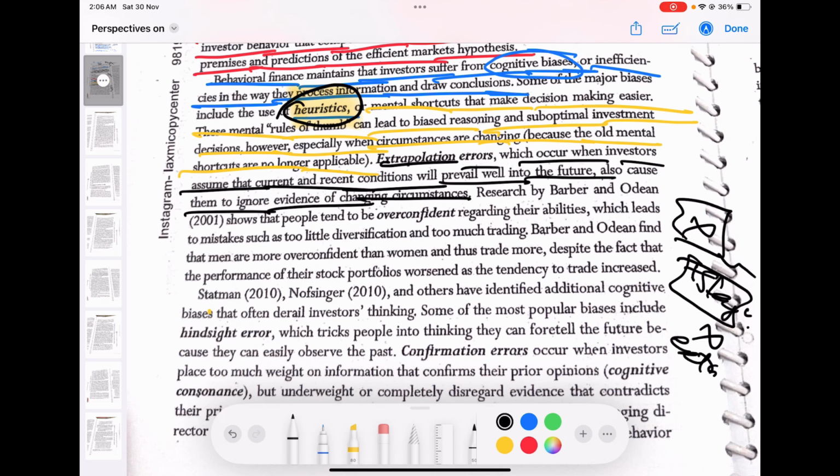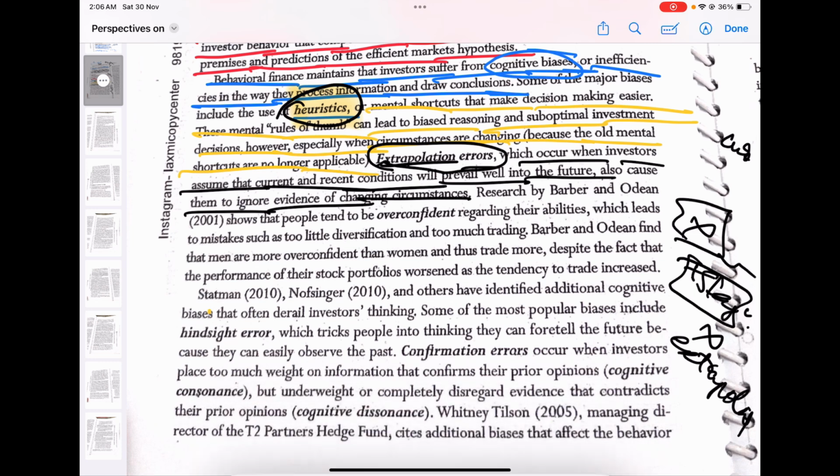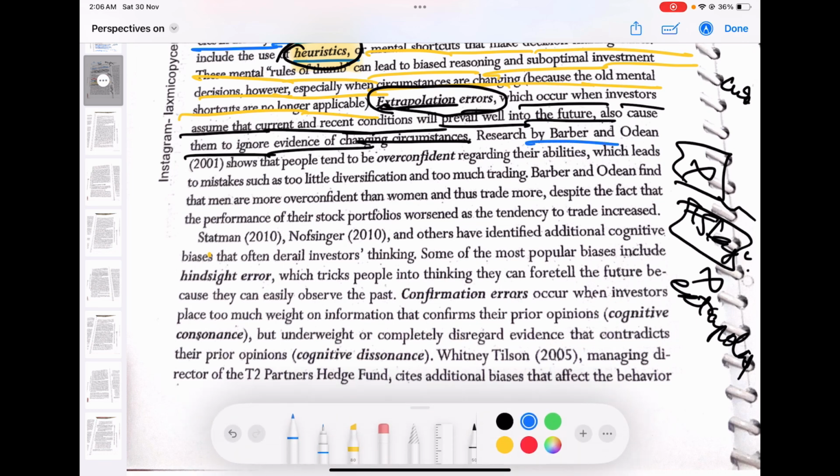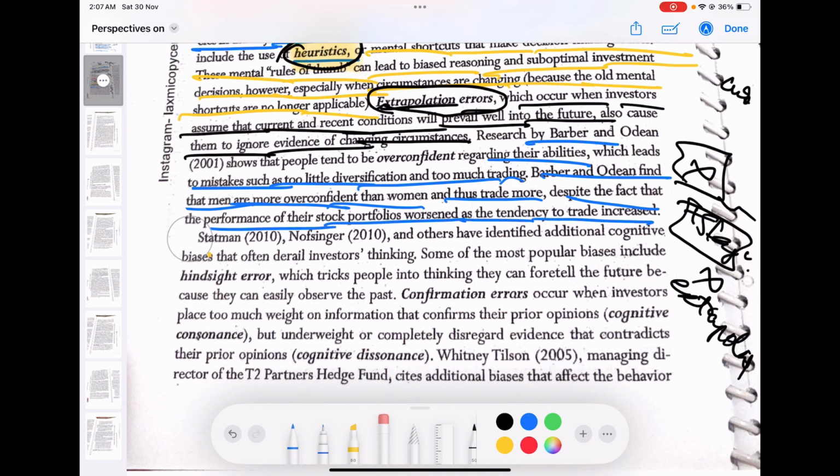So, when we are talking about extrapolation errors, it means that investors assume that current conditions will stay as they are even in the future. But what you need to know is that that is not true, because situations are changing, markets are changing, and we need to expect that everything will change as well. Research by Barber and Odean shows that people tend to be overconfident regarding their abilities, which leads to mistakes such as too little diversification and too much trading. Barber and Odean find that men are more overconfident as compared to women and thus trade more, despite the fact that the performance of their stock portfolios worsened as their tendency to trade increased.